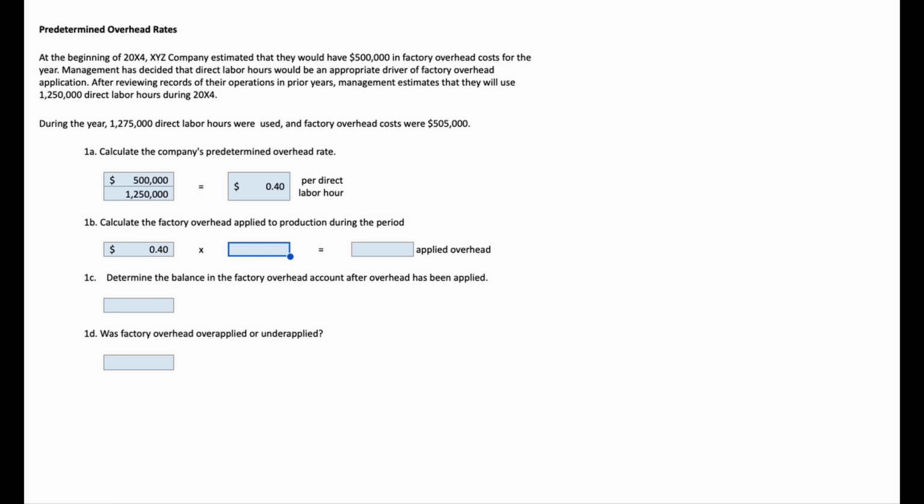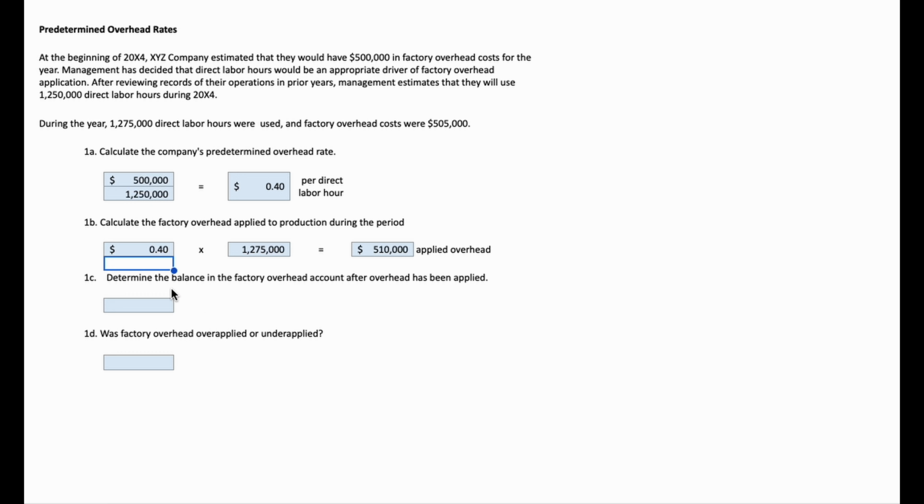Now, when we apply it, we no longer use the estimated driver. We're going to use the actual driver. And for us, the problem told us that the actual driver is 1,275,000. I'm going to multiply these together. That gives us $510,000 is what we're applying to work in process.